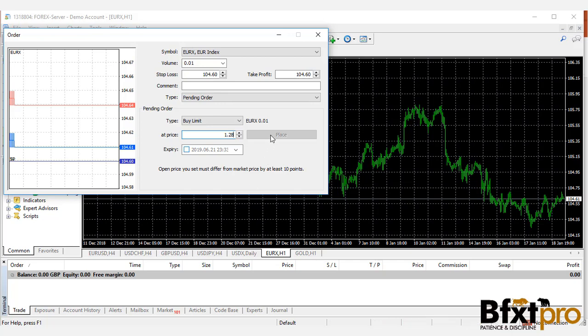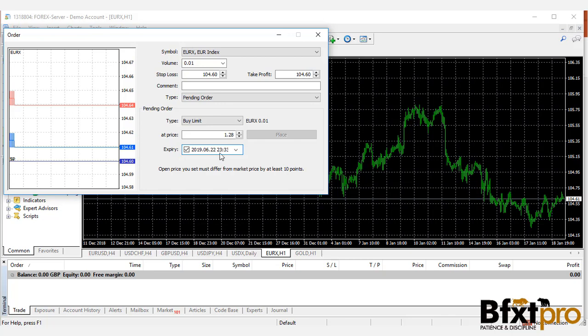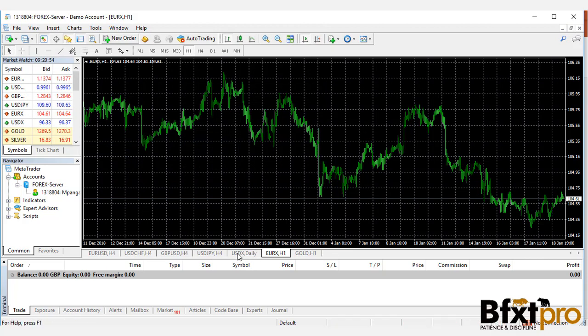And then you say place if your trade is right. And if you want your order to expire, this is where you place your date. Maybe if price doesn't reach that level by the 22nd, then that's it, I'm done. That order can expire.